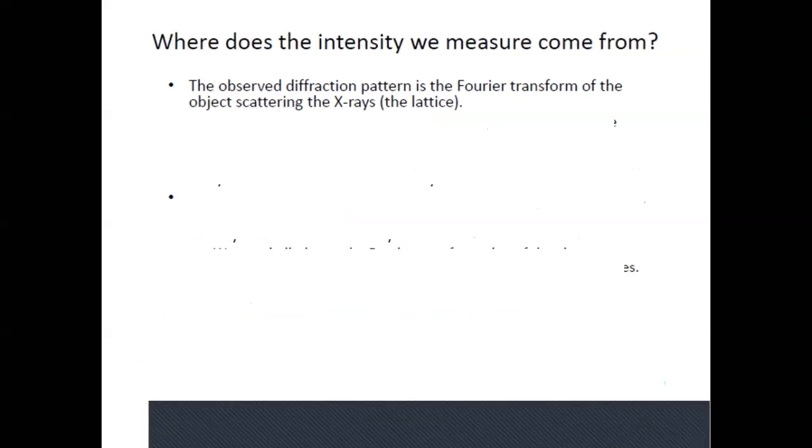And so where does the intensity we measure come from? The observed diffraction pattern, as we talked about, is a Fourier transform of the object scattering the X-rays, aka the lattice. So you have in the lattice atoms, the atoms scatter the X-rays. We get a diffraction pattern through Fourier transform. So that's how they're linked one to the other.